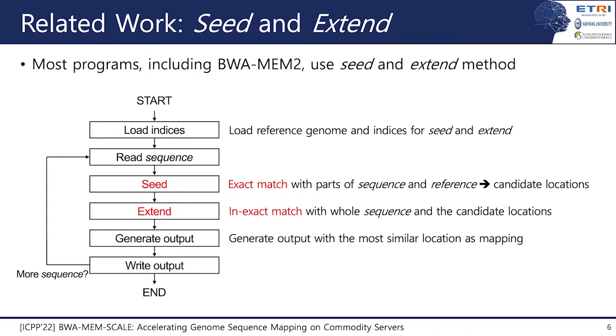The overall workflow of genome sequence mapping is presented. First, the reference genome and the indices for seed and extend algorithms are loaded into memory. Then, the genome sequences from DNA samples are loaded from disk. After that, seed and extend phases find the mapping location for each genome sequence, and the formatted output is generated. Finally, the formatted output is written to the disk, and this flow repeats if there are more sequences to read.